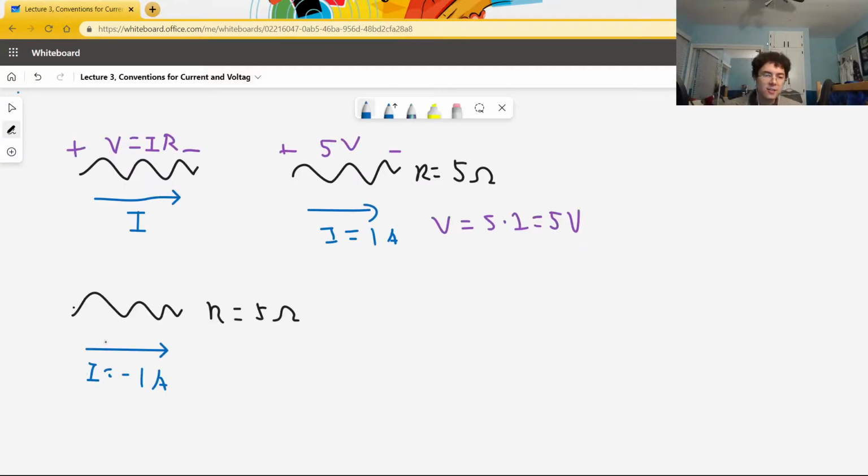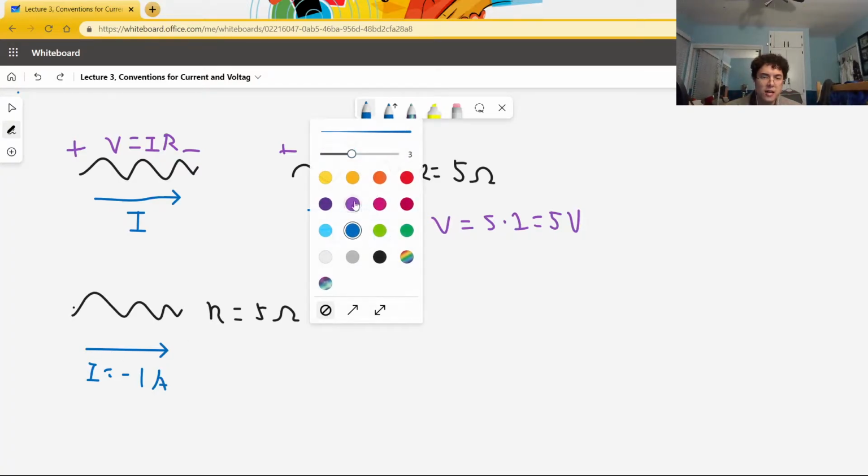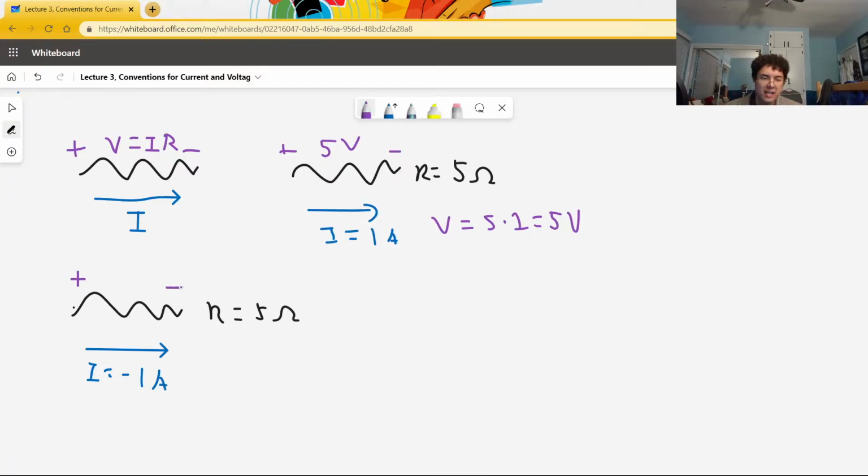Let's say you found out that the current across this resistor was actually -1 amps in this direction. That means the current is really traveling in this direction. Well, we already defined the arrow to be in this direction, and we even wrote our terminals like this to correspond to that direction. V equals 5 times -1, which is equal to -5 volts. So this is -5 volts.